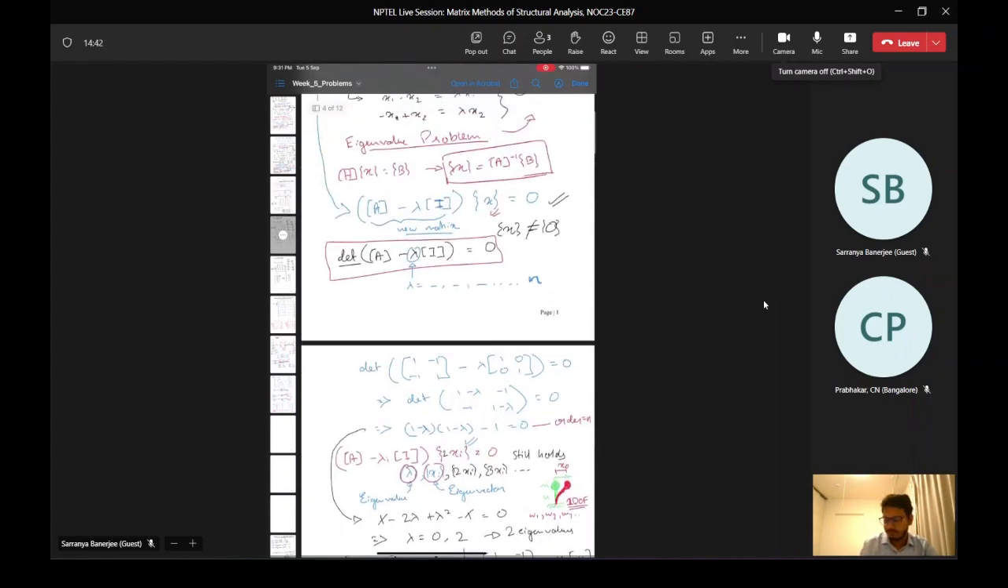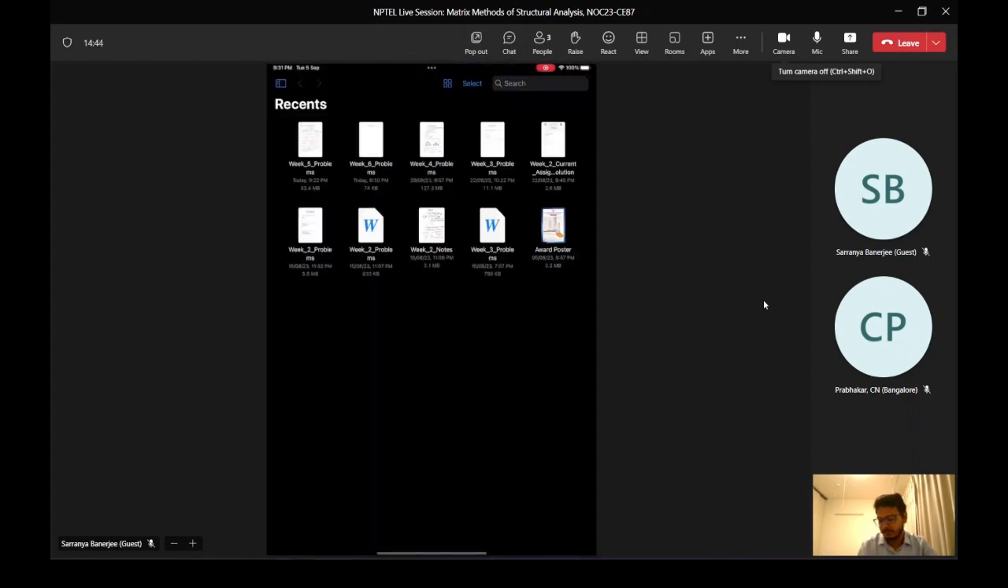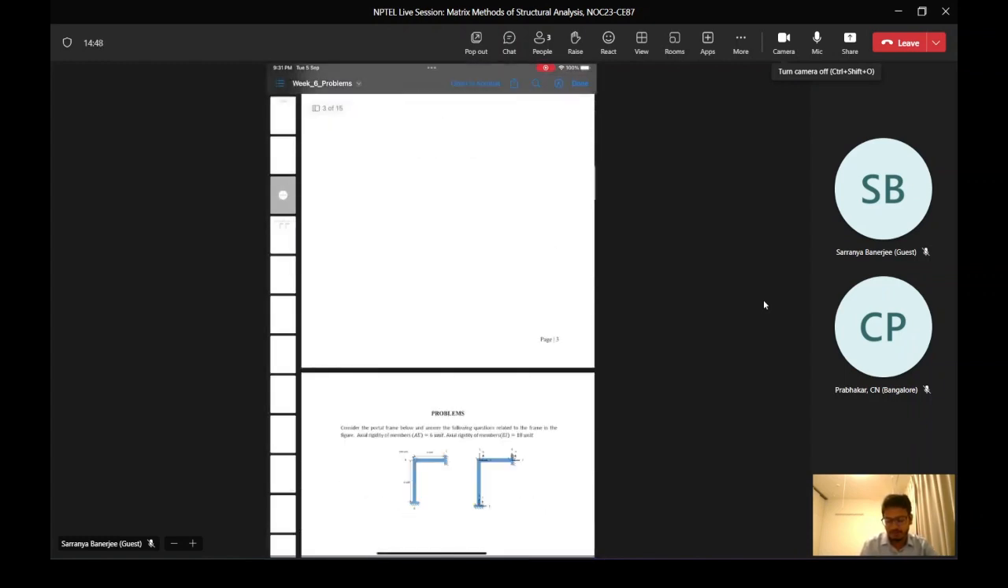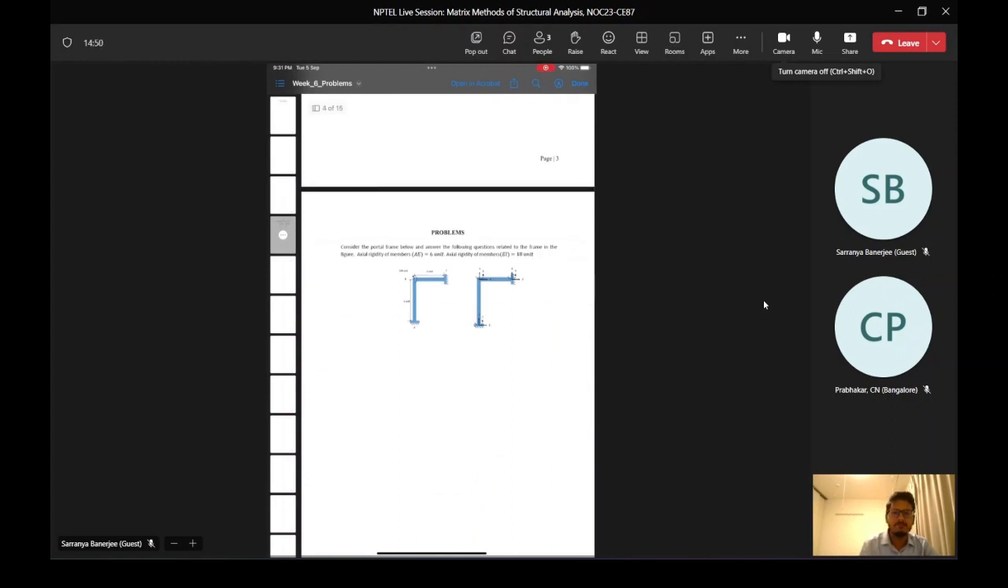So we'll solve today's problem. Let me open today's problem. So today we are going to solve this problem on frame structures, and is it visible, the problem which we are solving today? Yes, we can see that. So it is pretty similar to what is there in the current assignment.